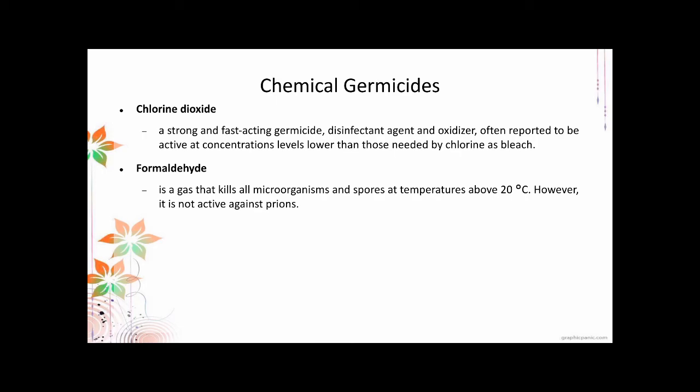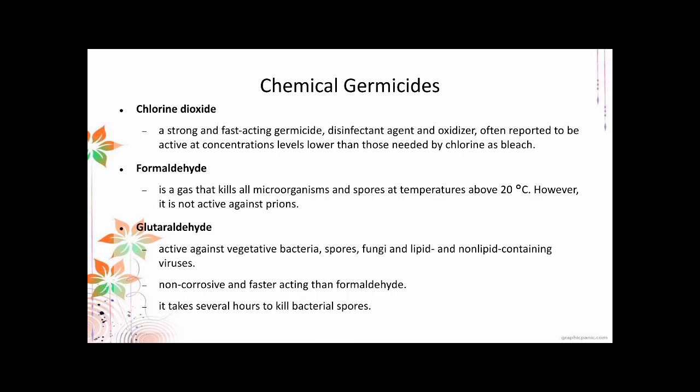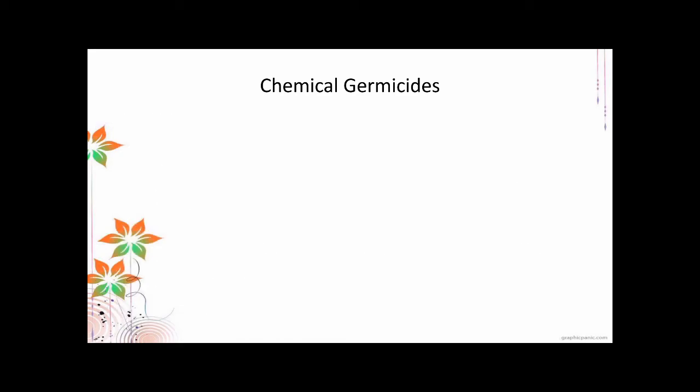And then we have formaldehyde. Formaldehyde is a gas that kills all microorganisms and spores at temperatures above 20 degrees. However, it's not active against prions. Prions are proteinaceous infectious agents, so it cannot do anything against proteins, in short. Glutaraldehyde is active against vegetative bacteria, spores, fungi, and lipid and non-lipid containing viruses. It's non-corrosive and faster acting than formaldehyde. For bacterial spores, it usually takes several hours, but it is still effective.